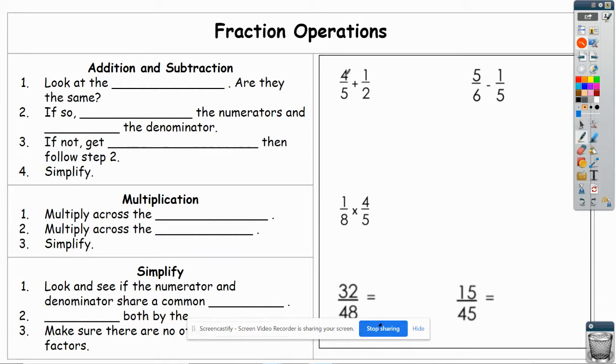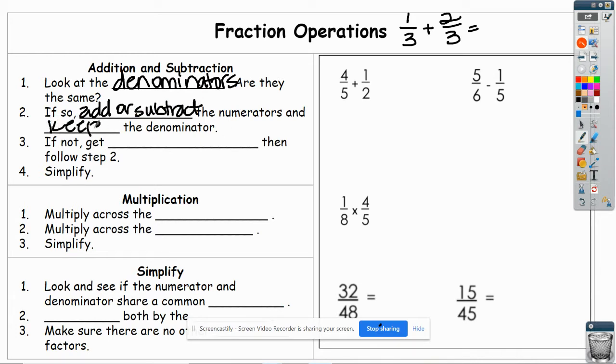For addition and subtraction of fractions, the first thing you want to do is look at the denominators to see if they're the same, okay? Now, the denominators aren't the same in either one of these pairs of fractions, but I'm just going to quickly make up a fraction set that has the same denominator, okay? And if that were to be the case, we would just add or subtract the numerators and keep the denominator.